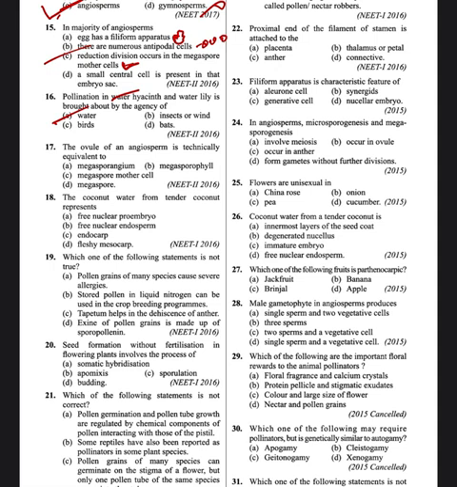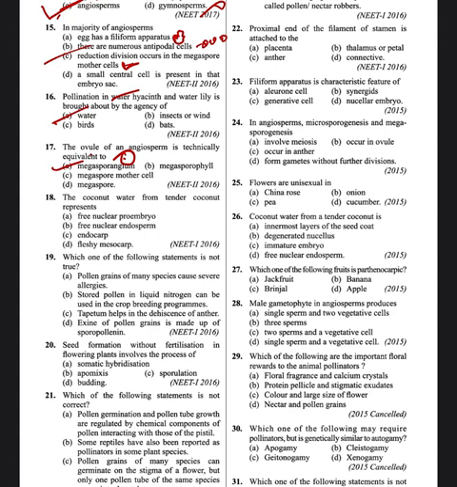The ovule of an angiosperm is technically equivalent to a megasporangium. Within the ovule, the embryo sac is present. The embryo sac develops from the megaspore. The structure bearing the megaspore is the ovule. Hence the ovule is known as the megasporangium.